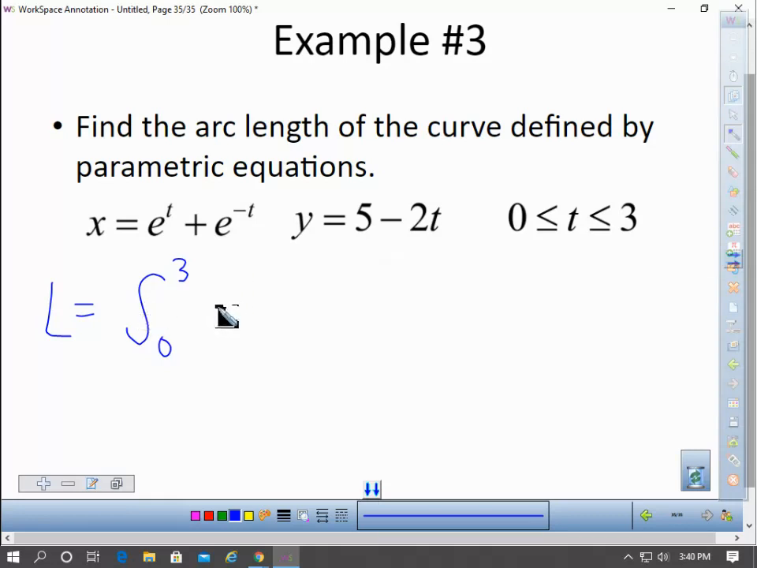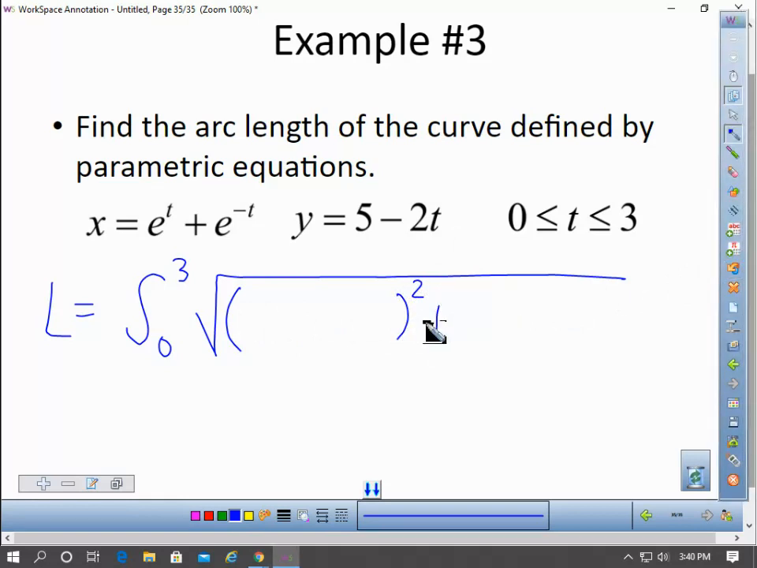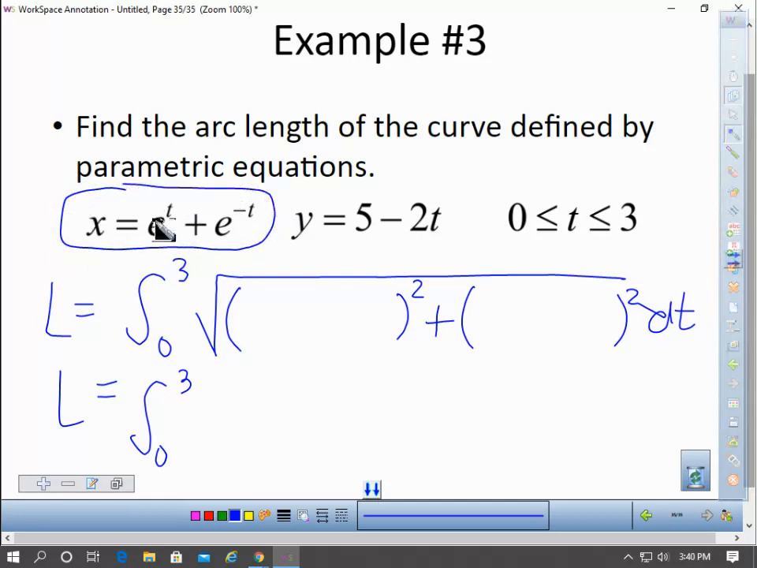All right, so I want to do the square root of dx dt squared plus dy dt squared, and then dt. All right, so we just have to fill in those. So I need the derivative of this. So I need dx dt, the derivative. So the derivative of e to the t is e to the t. And the derivative of e to the negative t is e to the negative t, and then you got to chain on the derivative of your exponent, which is a -1. All right, and then we need the derivative for dy dt. We need the derivative of this, which is going to be -2.